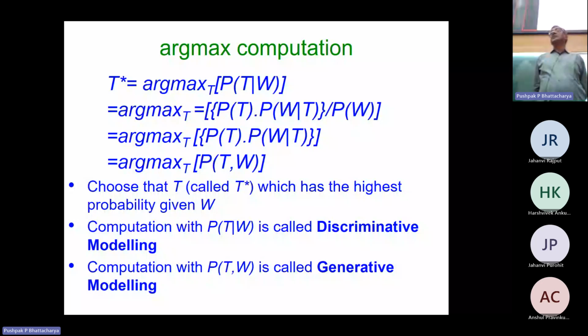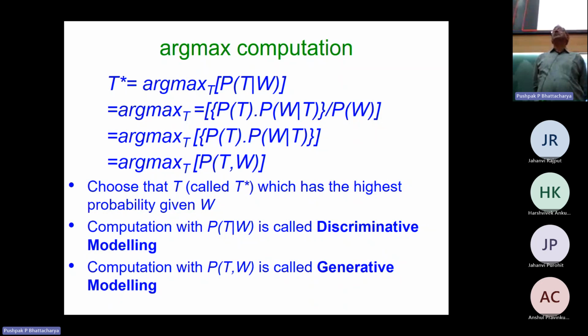So this expression, probability of T into probability of W given T, you can see is a joint probability. There is a classic debate on which method is better, to work with conditional probability or to work with joint probability. Shall I work with probability of W comma T, or shall I work with probability of T given W?